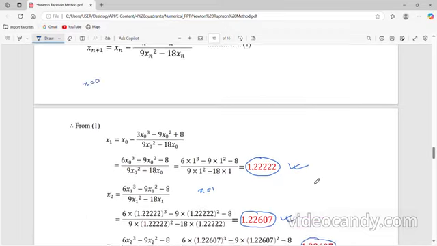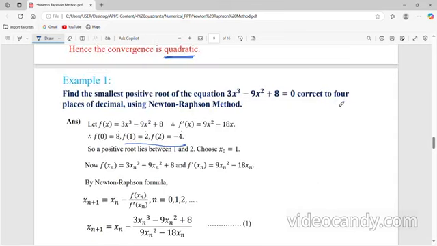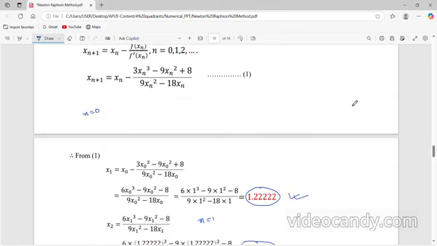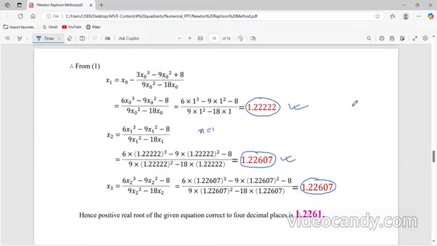So it depends on the answer, that is 4 places of decimal. Just see that, as I already told you, when the last two iteration difference is very small, we can stop our process. So here 4 places means we have to check 5 decimal places, 4 plus 1. So at the point x2 and at the point x3, both are the same, so we can stop here.